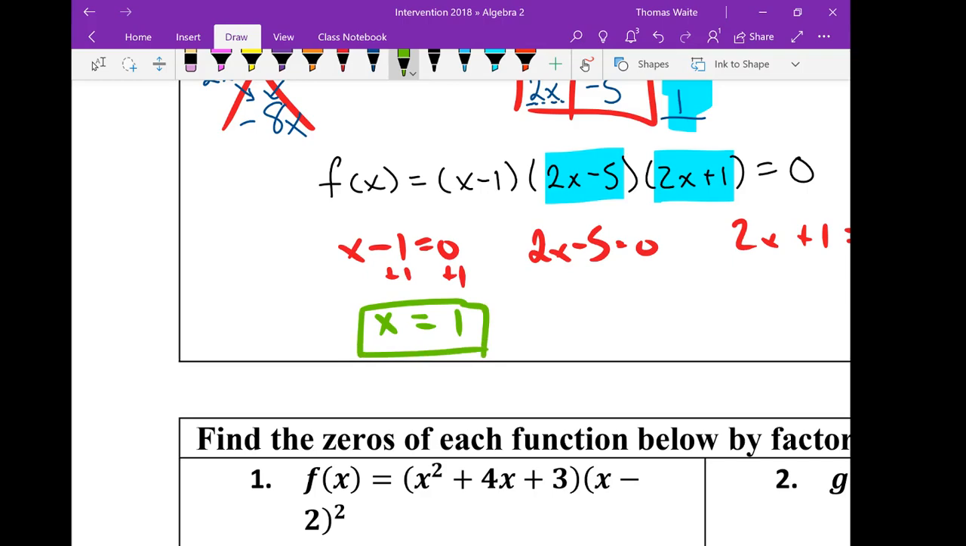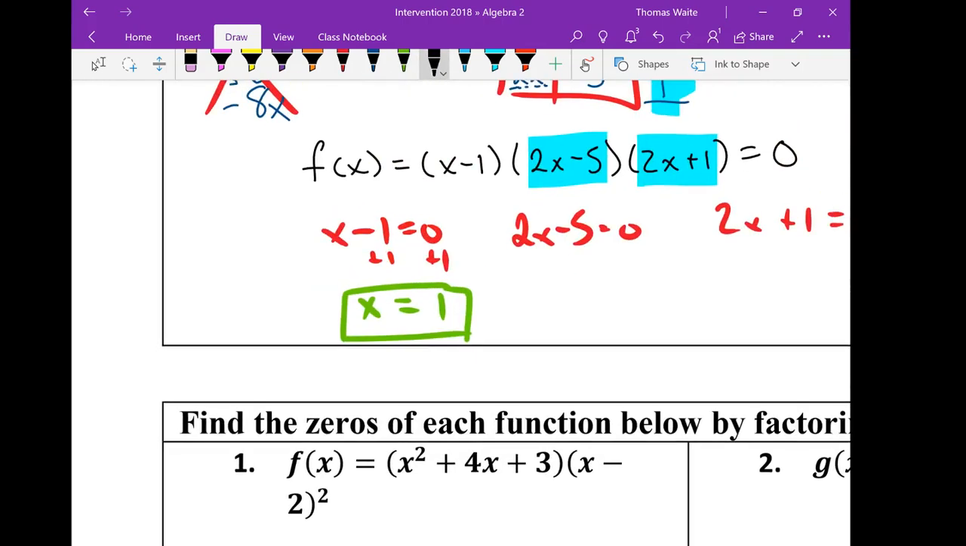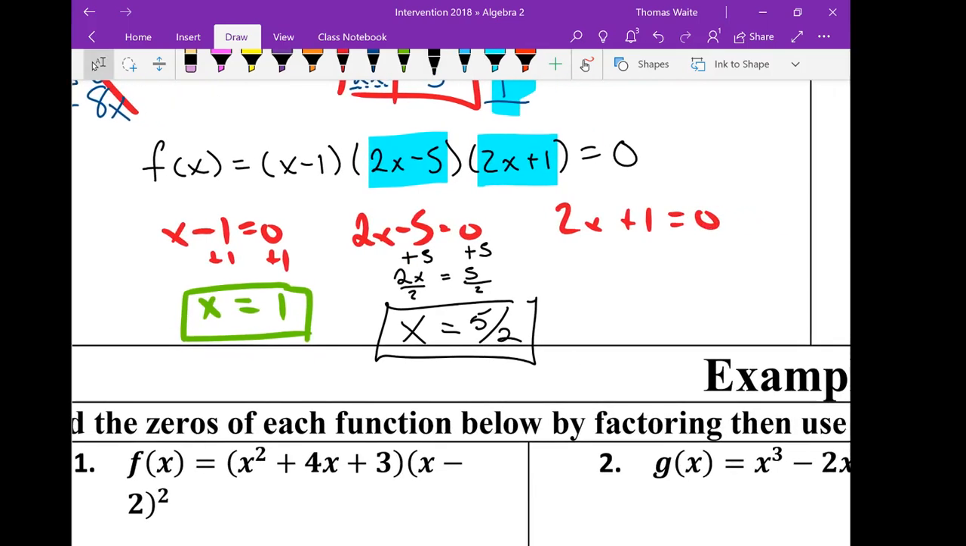For the second one, I might have to do this in 2 steps. I'm going to add 5 first, and I get 2x equals 5, and then I have to divide by 2. So x is going to be 5 divided by 2, or you could think of that as 2.5. And for the last one, this time I'm going to subtract 1 and then divide by 2. And this last 0 is going to be x equals negative 1/2.